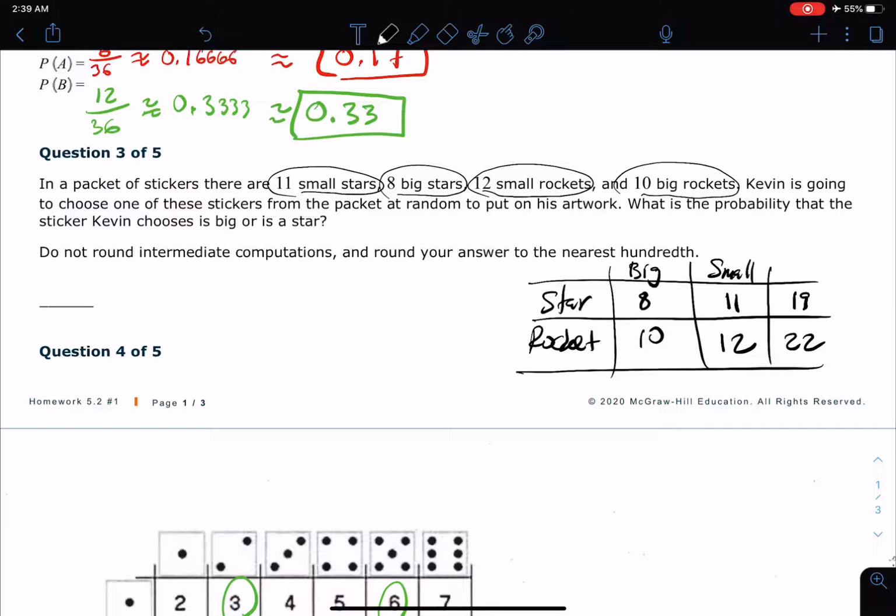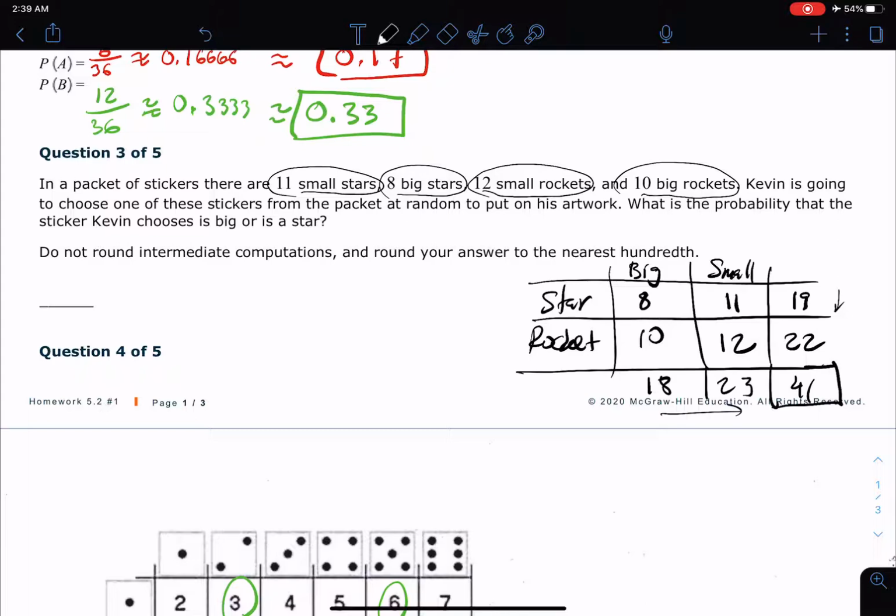And so this should all add up properly. Let's see how many big stickers we have. We got 18. How many small stickers do we have? We've got 23. And this should all add up to the same total right here. Let's do it vertically first. 19 plus 22 gives us 41. And hopefully we get 41 going this way. 18 plus 23 also gives us 41, so that's all good.